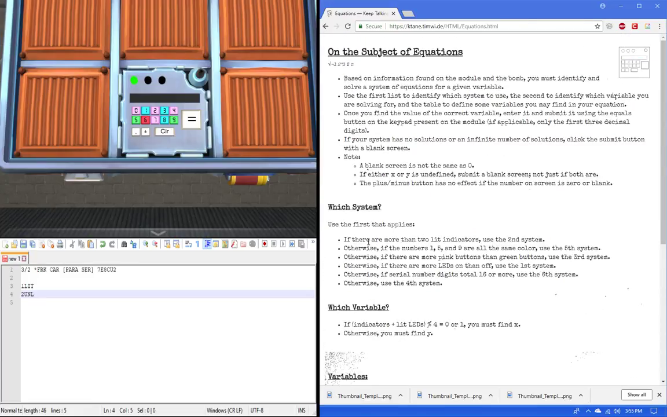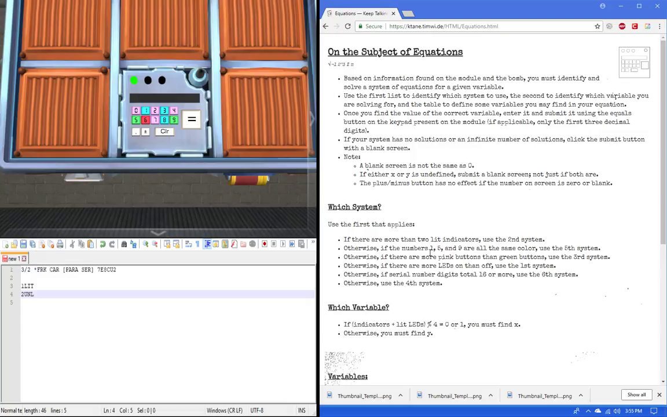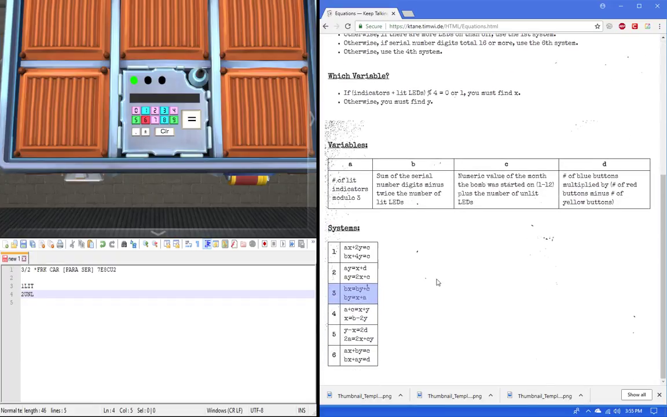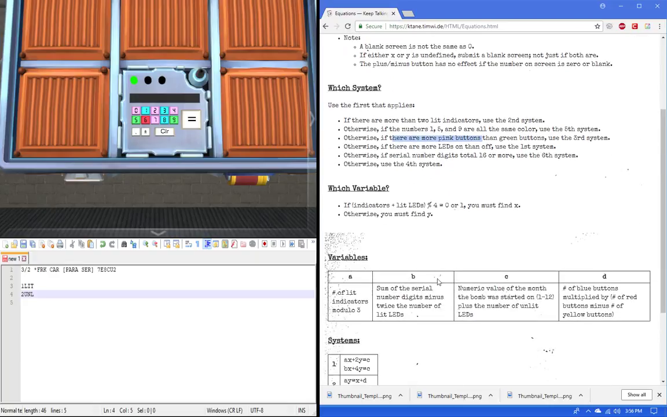So let's go. More than 2? No. 1. Okay, 1 5. Nope, they're not the same. 4 pink, 2 greens. So there's more pink than greens. We use the third system here. And I'll explain how you can come to no solutions or infinite number of solutions, which I'll tell you in about a second. So, more pink than green, so we're using the third system.